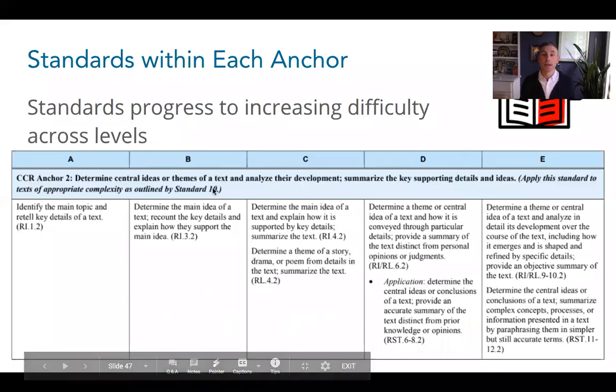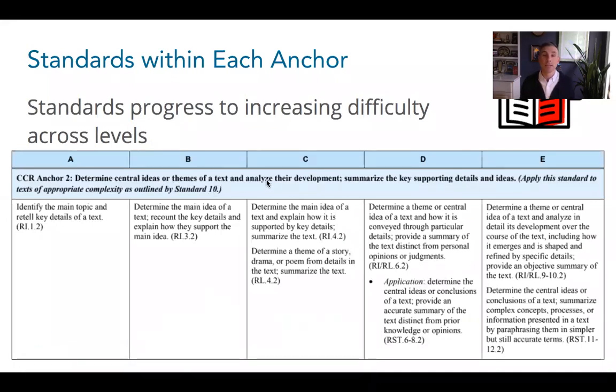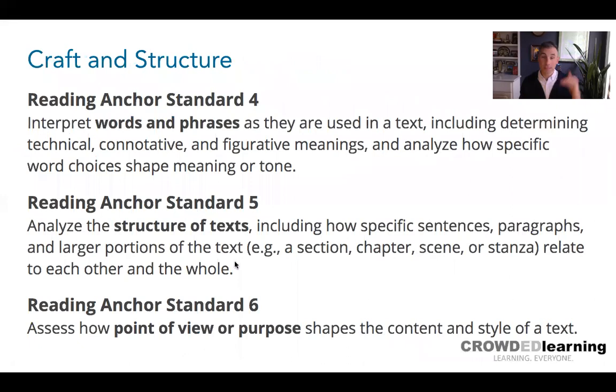This anchor standard, which is part of key ideas and details, is to determine the central ideas or themes of a text and summarize the supporting details and ideas. You'll see at each of the levels, again these are the CCRS levels, this would be TABE L, E, M, D, and A, the skills or standards get increasing levels of complexity, but these anchor standards are the same across all levels.